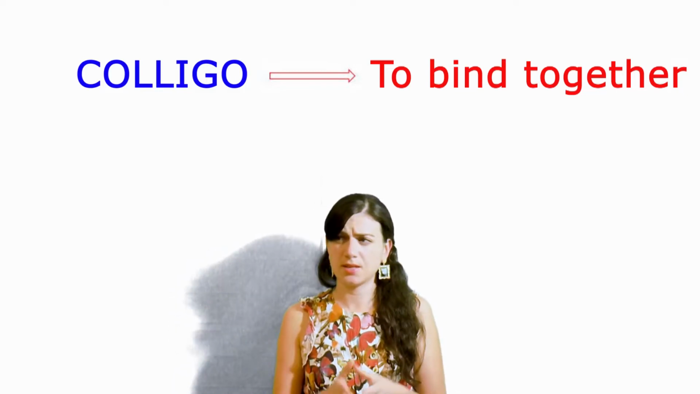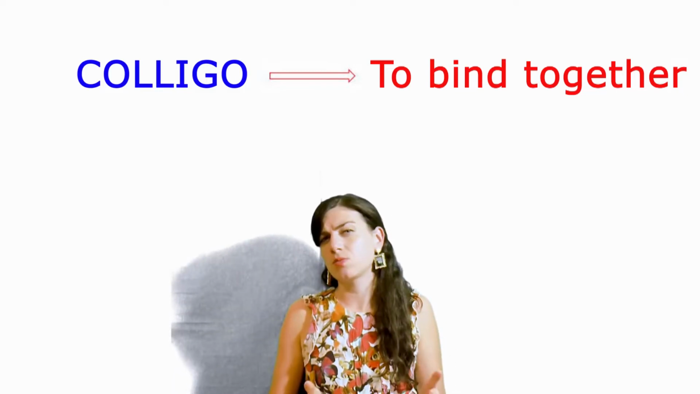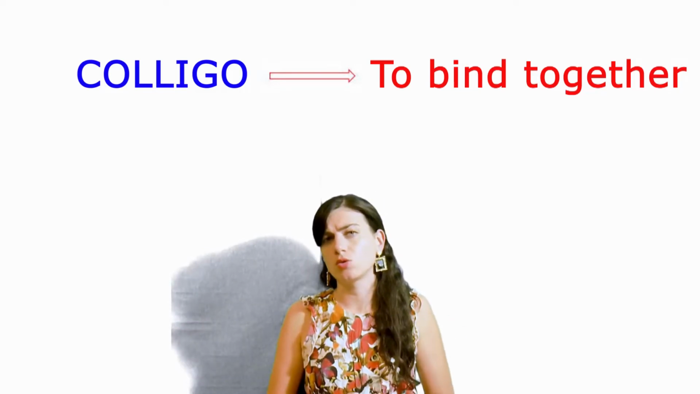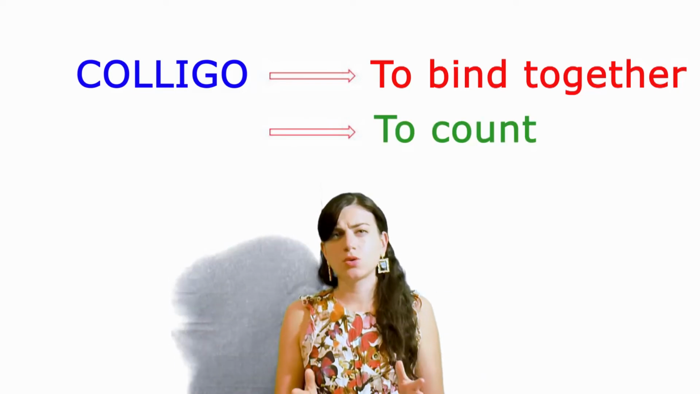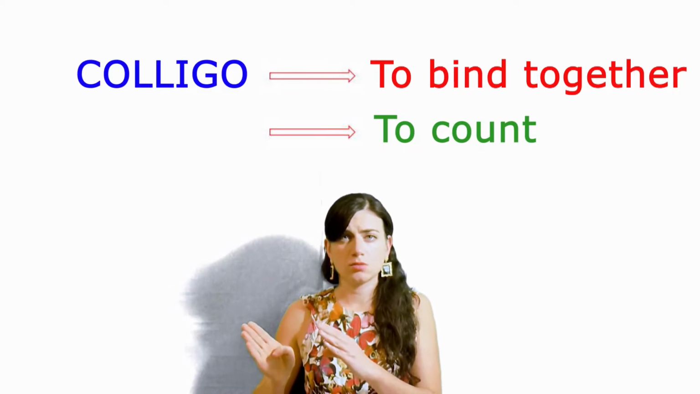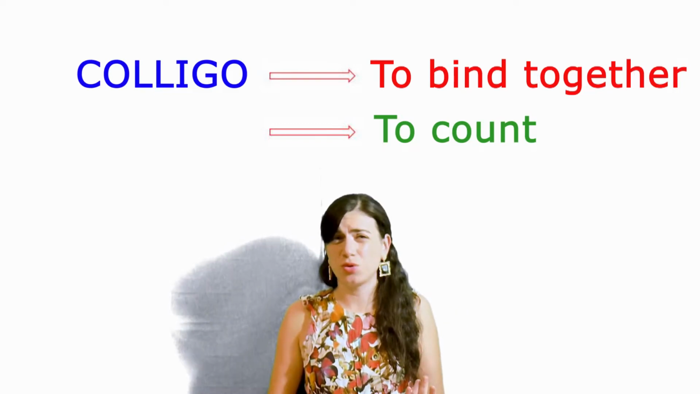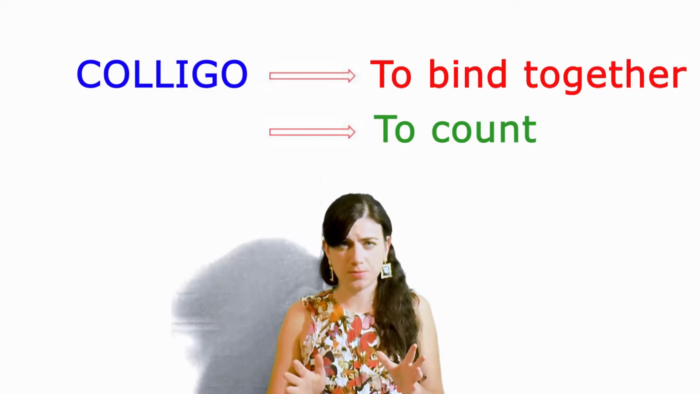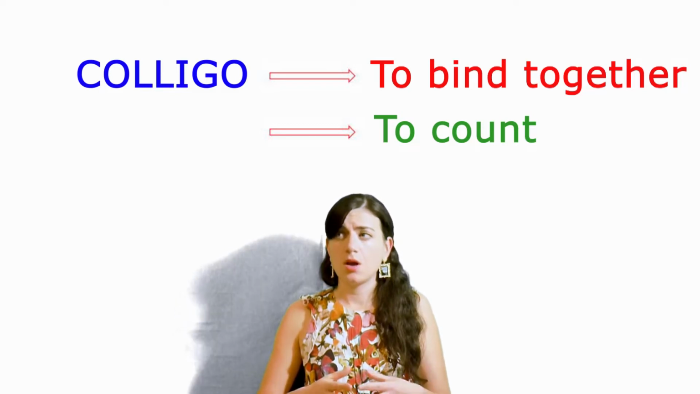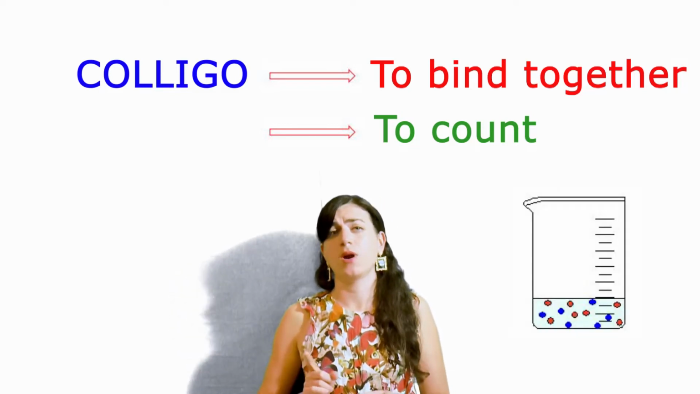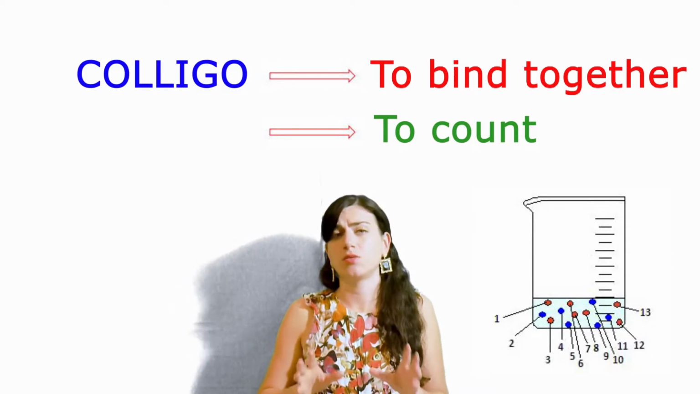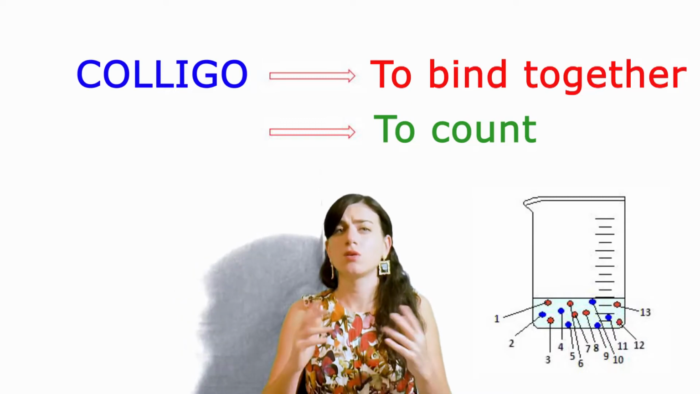However, I didn't find this explanation so clear. So I went back to my old Latin dictionary and I found out that colligo means also to count. So if you connect the word colligo to the word to count, it will be easier for you to remember the concept. Because colligative properties are properties which depend on the number of particles, but they do not depend on the chemical identity of those particles. So they can be whatever.